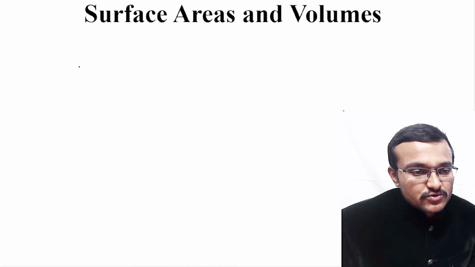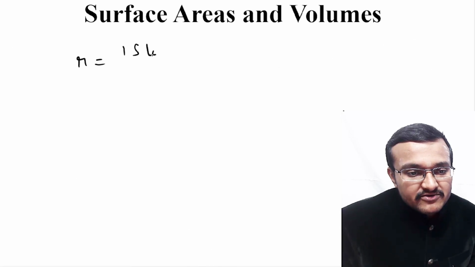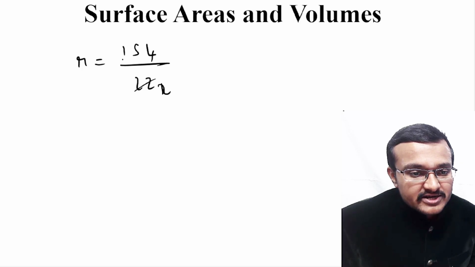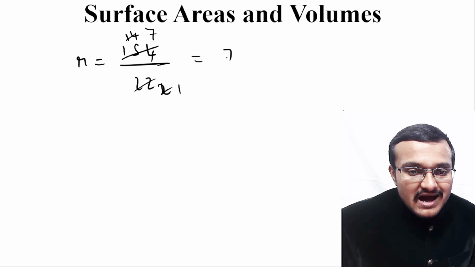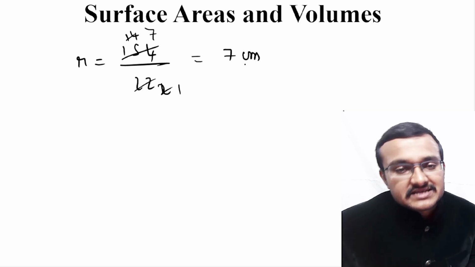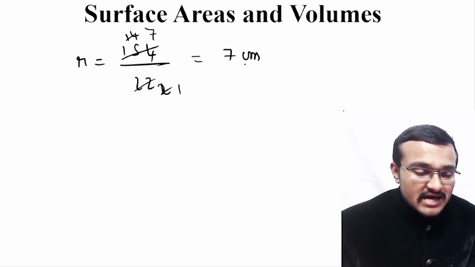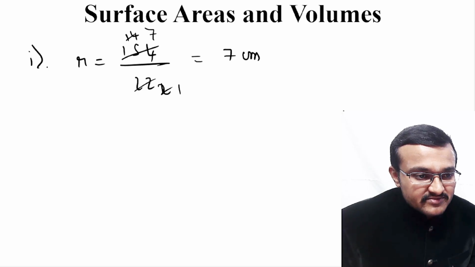So r is equal to 154 divided by 22. Here 11 twos are 22, 11 ones are 11, 4 will be remaining, so 44, 11 fours are 44. So 2 ones are 2, 2 sevens are 14. So r is 7 centimeter. Now we have got the r value, that is 7 centimeter.